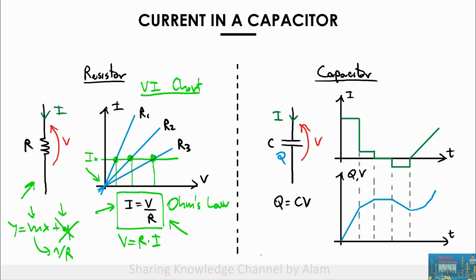So each of these curves has a slope that is equal to 1 over R1, and this one has a slope that is equal to 1 over R2, and the last one has a slope that is 1 over R3. So the larger the resistance, the lower will be the slope of the curve.